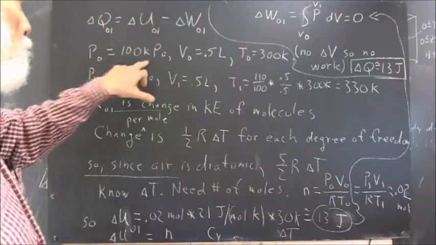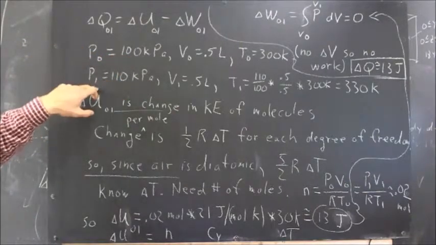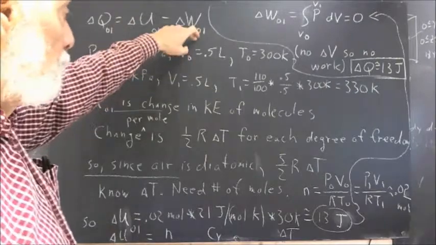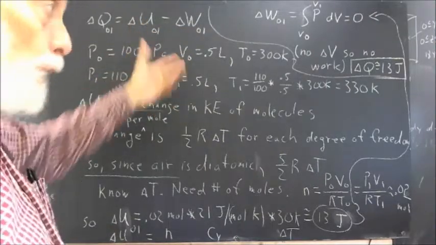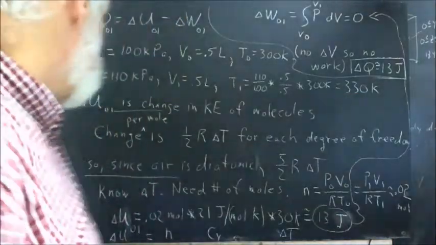We know that pressure goes from 100 kilopascals in state 0 to 110 in state 1. Volume goes from half a liter to half a liter, no change. Temperature goes from 300 Kelvin to 330 Kelvin.